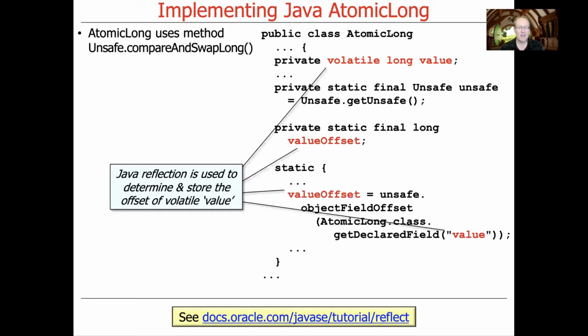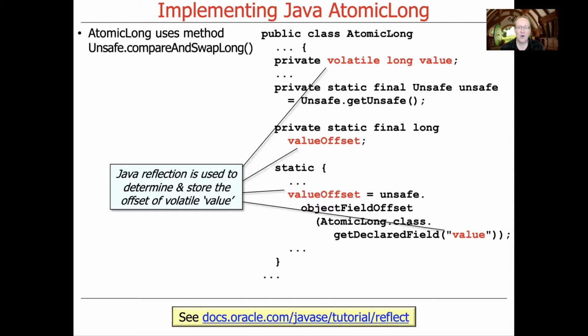Then the implementation uses Java's reflection mechanism. And this is really cool. Look what it's doing. It's going in and using the so-called static initializer portion of the class. So AtomicLong has a static initializer portion, which is going to be essentially called when the class is brought into the program, when the class is instantiated, not an object of the class, but the class itself.